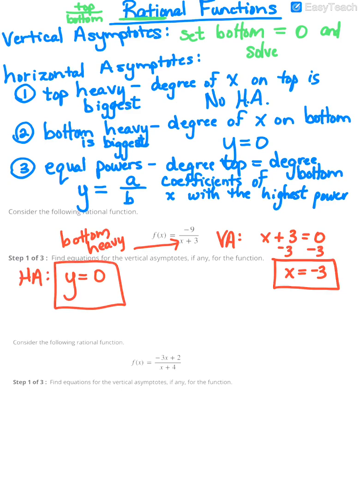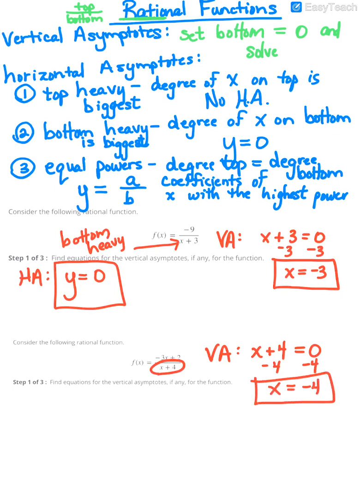As I look at the second example, again, starting with my vertical asymptote, I only look at the bottom. So x plus 4 is my expression on bottom. I set it equal to 0, and I solve it. Getting x by itself, I would subtract 4 on both sides. So my vertical asymptote is x equals -4.